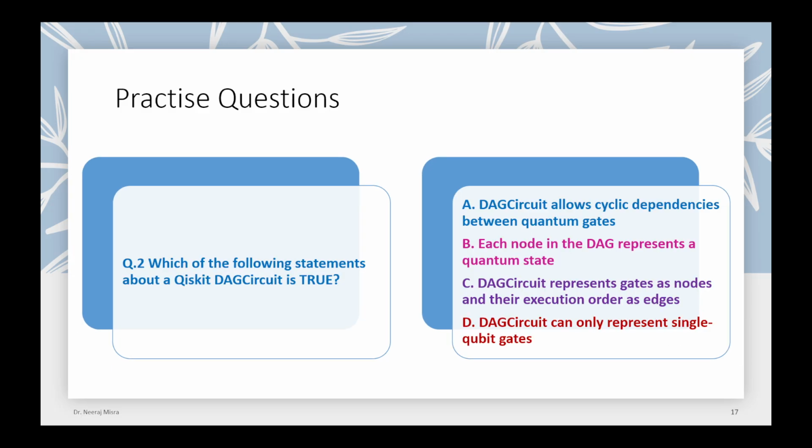Now, next question: which of the following statements about the Qiskit DAG circuit is true? These are the options. I hope you have thought about which option is correct. Now this C option is correct because the DAG circuit represents gates as nodes and the execution order, because we know the DAG uses nodes, and directed and graph attributes. So this C option is correct.